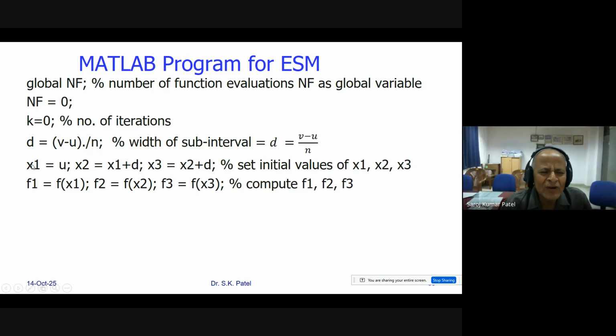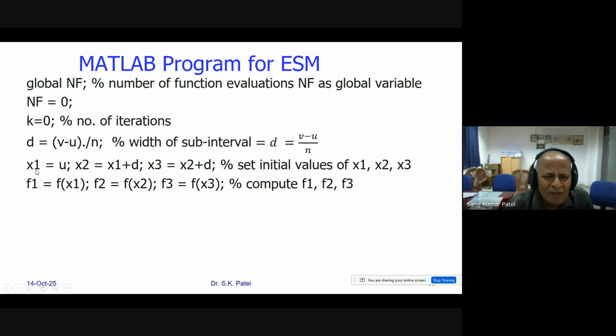Then x1 is equal to u. You have already read that value, so it is substituted for x1. Then x2 is equal to x1 plus d. Then x3 is equal to x2 plus d. Here I have written 3 commands in one line, separated with semicolons. If you use a semicolon, the result of that command will not be displayed on the screen. This will be hidden. If you display every result on the screen, the computer program will be slowed down, right? So unless otherwise required, don't display the result of your command at every step.